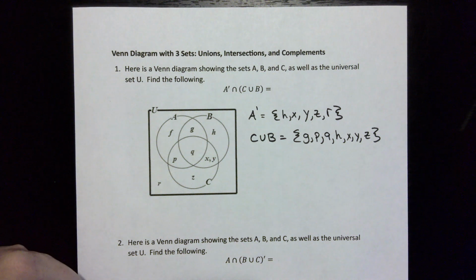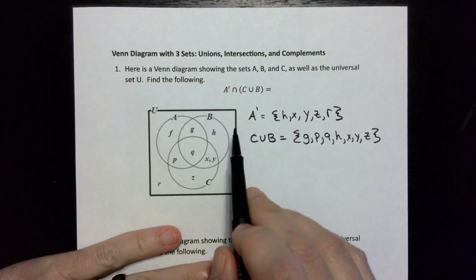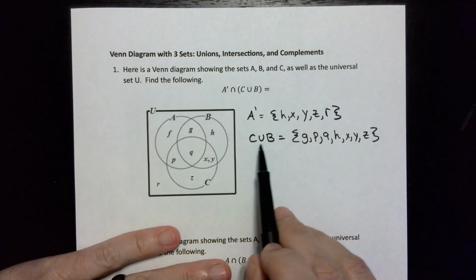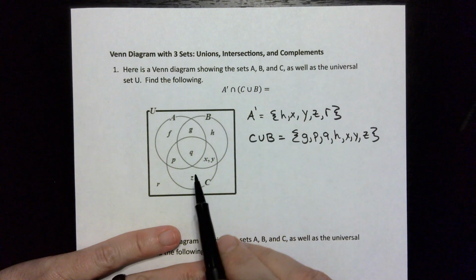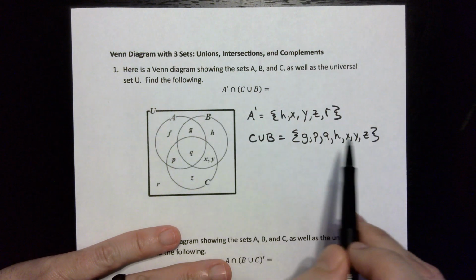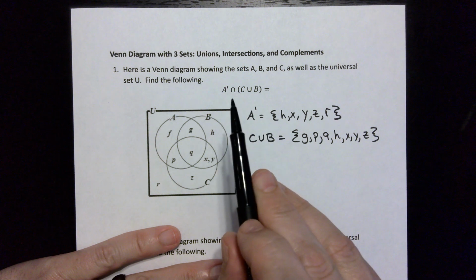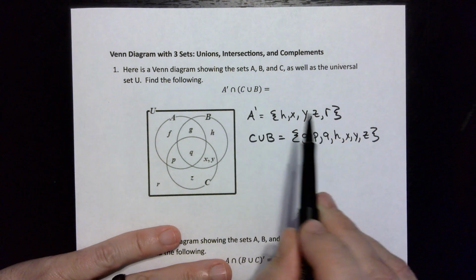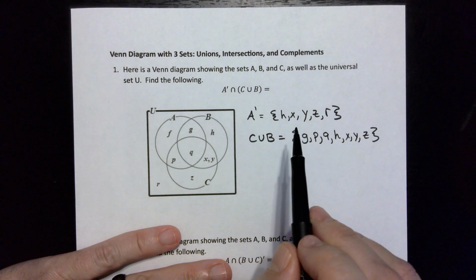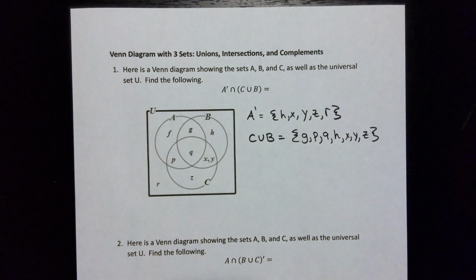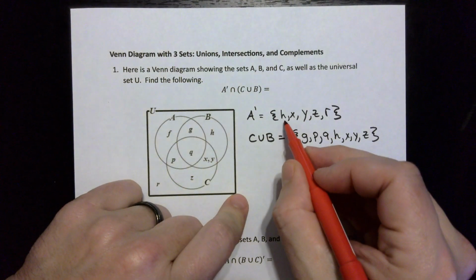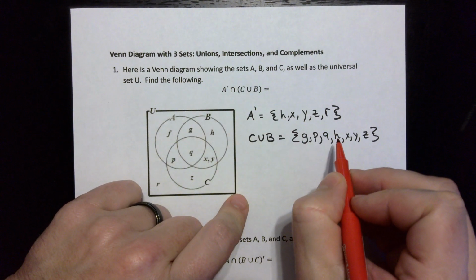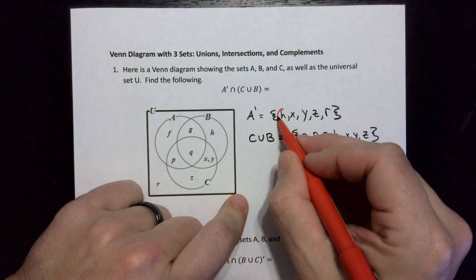So now that we have A complement, which is everything not in A, and we have the union of C and B, which is everything that shows up in C or B or both, okay? Now they're asking us to find the intersection of these two things. Now, intersection, if we write it down, it needs to be in both, okay? So let's see what shows up in both. Let's look at this top one. Does H show up down here? Yes, it does. Let's circle H.